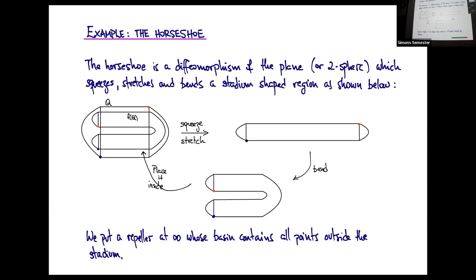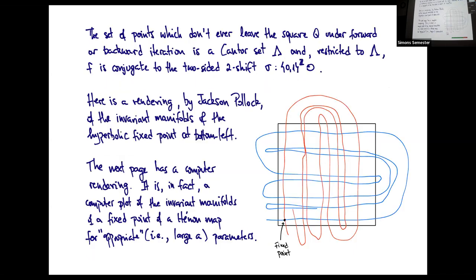But then what we're really interested in is what happens within the square. And then we also put a repeller at infinity. Infinity is through there. Anyway, that's the usual horseshoe. And then you can make this map as differentiable as you want, a diffeomorphism. In fact, I even showed pictures of Hénon maps here for the parameter A large enough. That is a horseshoe, essentially this map here, and it's super differentiable. In fact, it's a polynomial diffeomorphism, et cetera. Okay, so that's the usual horseshoe.